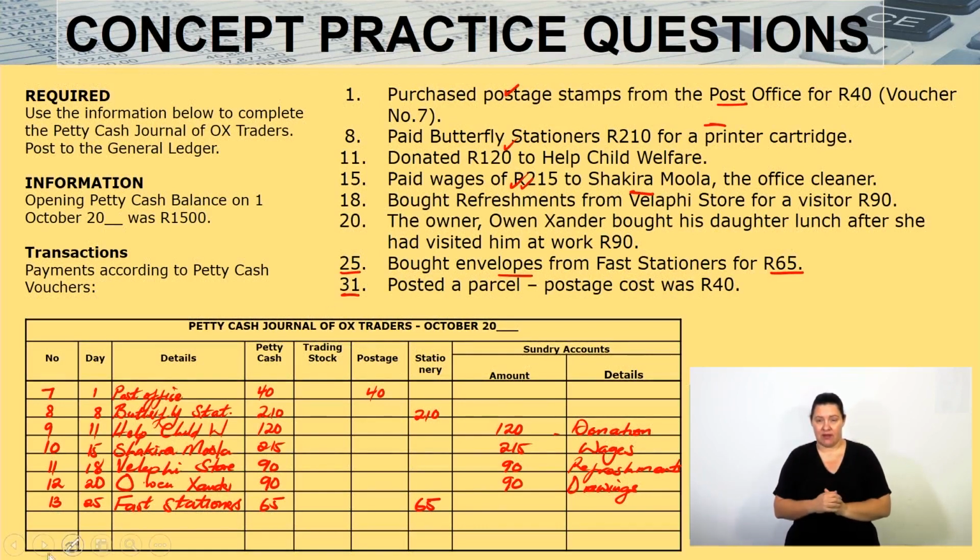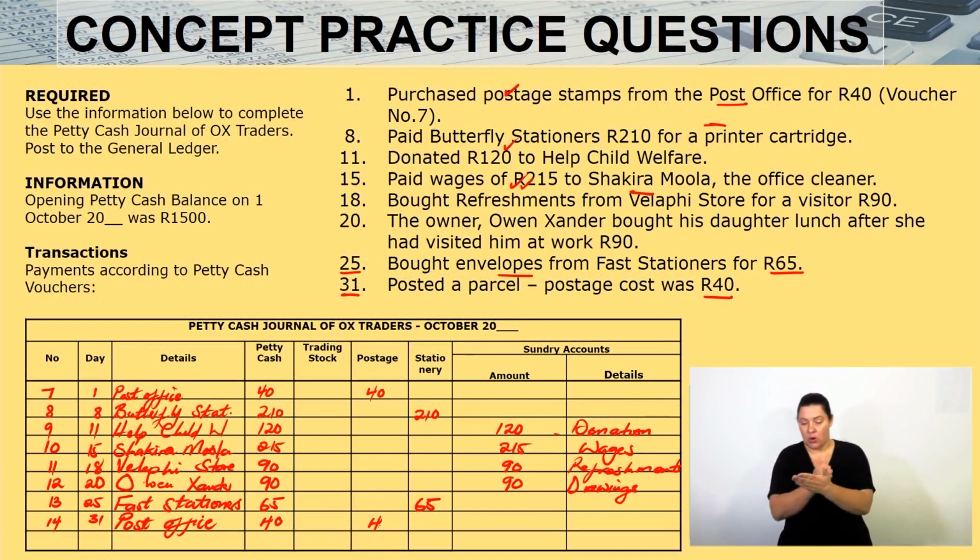On the 31st, here is the 31st, and then here it will be number 14. Posted a parcel for 40 rand. So we're coming here when we post a parcel. So we've paid the post office. We're going to say post office, and the amount is 40 rands, which we also bring under postages 40.